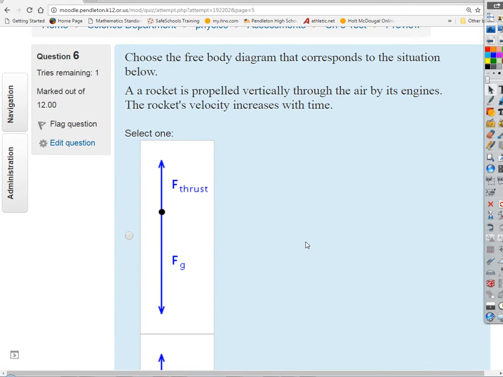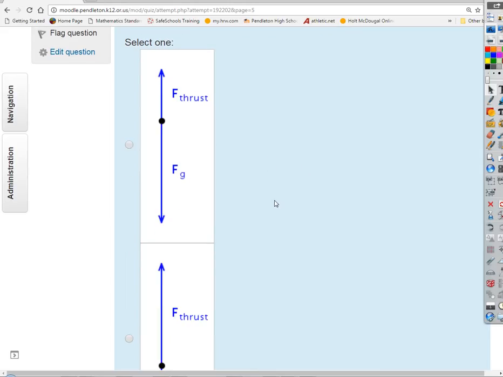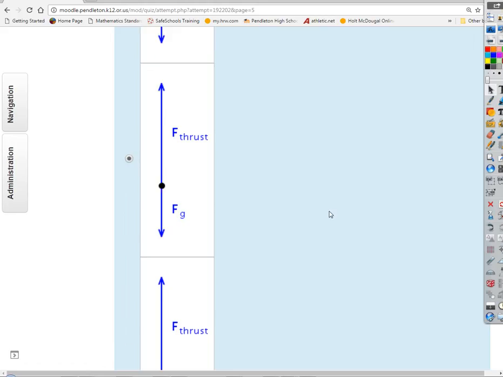Okay, how about this? Choose the free body diagram. A rocket is propelled vertically through the air by its engines, and the rocket's velocity increases with time. So the two forces are thrust and gravitational force. Which one has to be a bigger vector? Thrust does, because it's increasing velocity upward, meaning positive acceleration upward. So the upward arrow should be the thrust arrow, and it should be bigger, like that one right there. Everybody agree that's going to give us a net positive force upward?